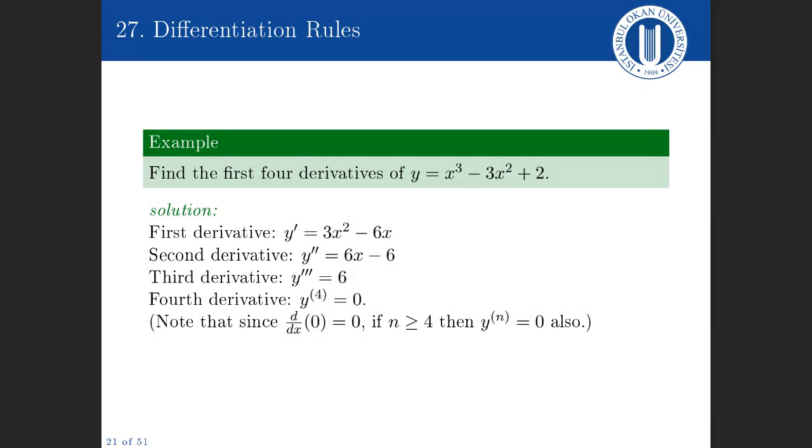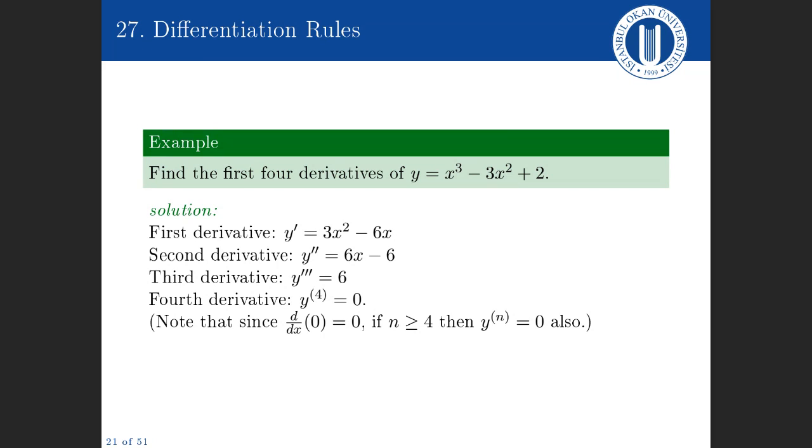For example, find the first four derivatives of y is equal to x cubed minus 3x squared plus 2. First derivative, y prime is 3x squared minus 6x. Second derivative, differentiate again, 6x minus 6. Third derivative, differentiate that, we get 6. Fourth derivative, 0. Because the derivative of a constant function, in this case 6, is 0.